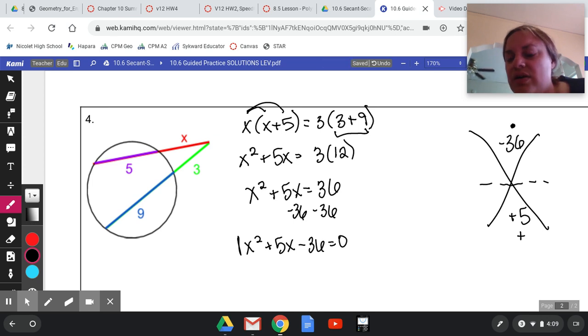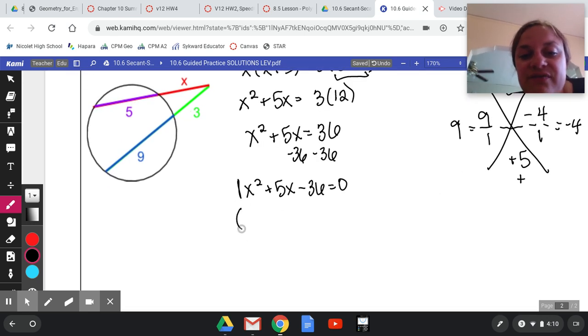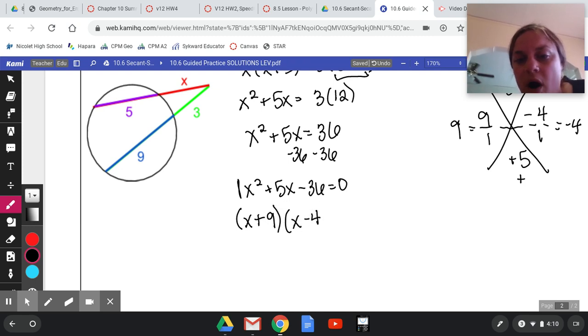Multiply to a negative, add to a positive. One needs to be positive, one needs to be negative, and my answer is positive. So I'm going to say a positive 9 and a negative 4. Since my leading coefficient is 1, I divide by 1, so equals 9. Divide by 1 equals negative 4. So those give me my two factors. My two factors of this are x plus 9 times x minus 4, and that is equal to 0.